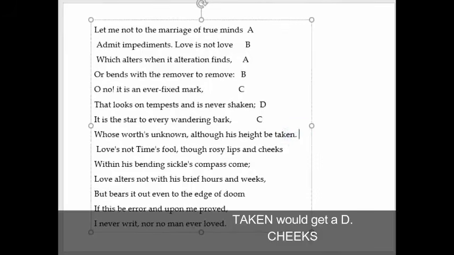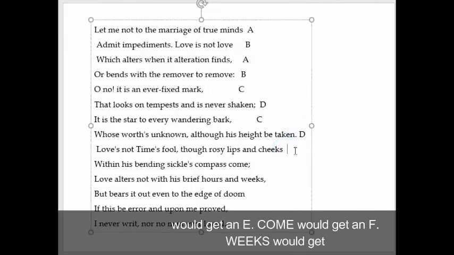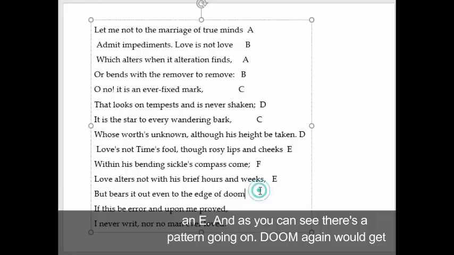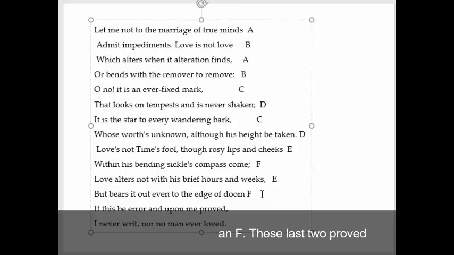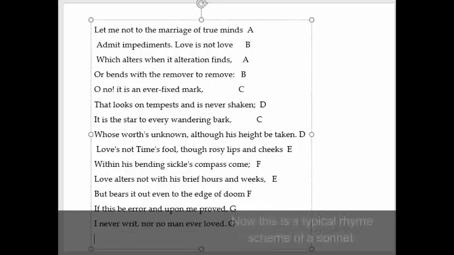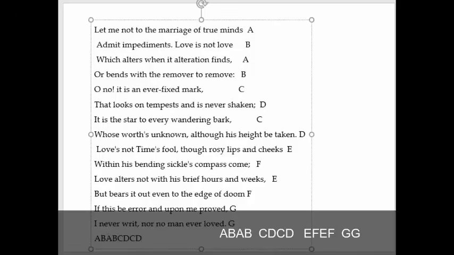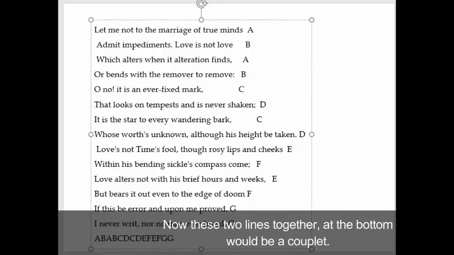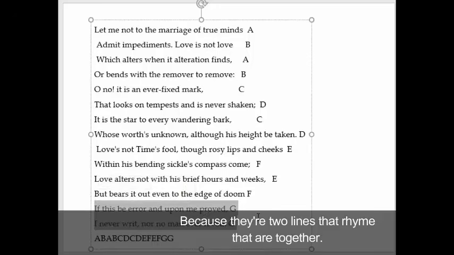Taken would get a D. Cheeks would get an E. Come would get an F, Weeks would get an E, and as you can see, there's a pattern going on. Doom, again, would get an F, and then these last two proved on their own their sight rhymes, so they would both get a G. Now, this is a typical rhyme scheme of a sonnet. A, B, A, B, C, D, C, D, E, F, E, F, G, G. Now, these two lines together at the bottom would be a couplet because they're two lines that rhyme together.